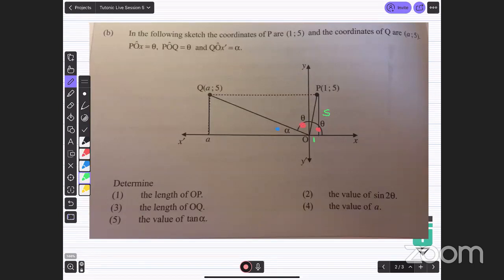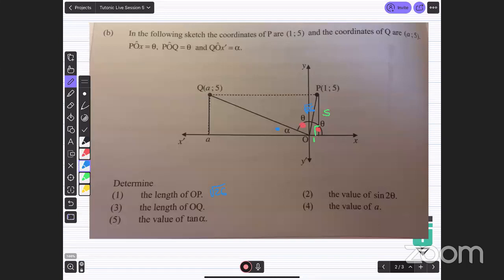Yes. You could also use Pythagoras. Do you guys see that? Yes, you can also use Pythagoras. Anyway, we're not going to get into that. Pythagoras is derived from the cosine rule, if you're interested. Root 26 is the distance.